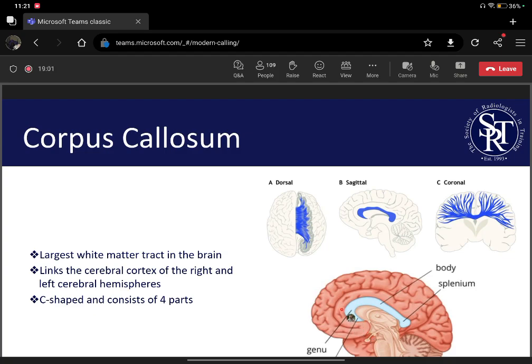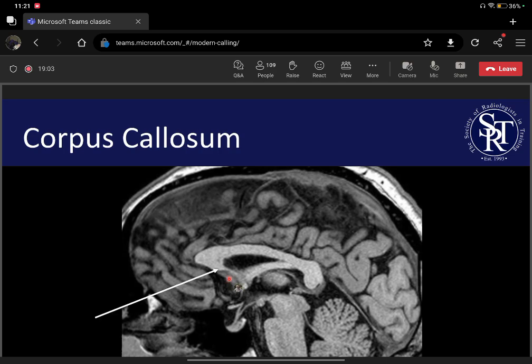Let's take a look at those four parts on an MR image. So the first part over here is kind of beak-shaped.